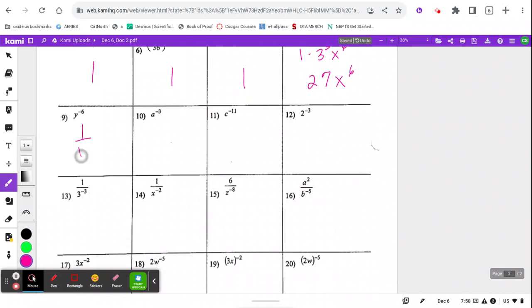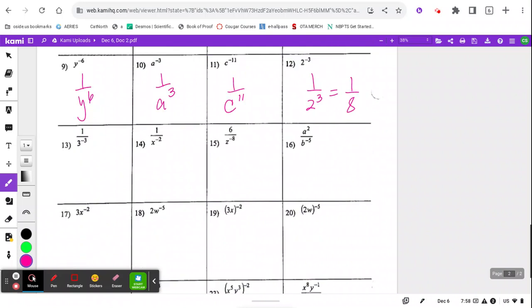y to the negative 6 becomes 1 over y to the 6th, 1 over a to the 3rd, 1 over c to the 11th, 1 over 2 to the 3rd. If it starts on the bottom, it moves up to the top. 6 is already on top. Z to the 8th moves up to the top.